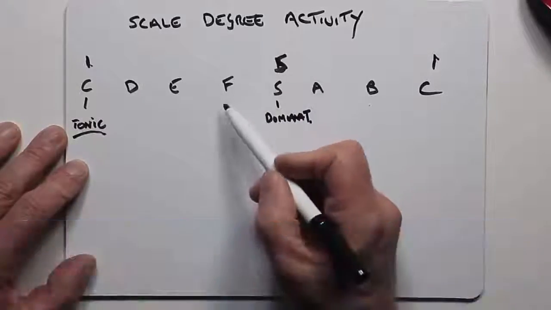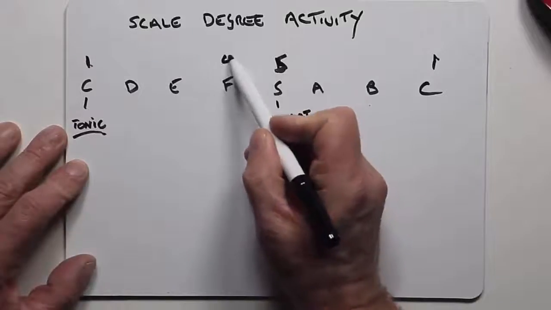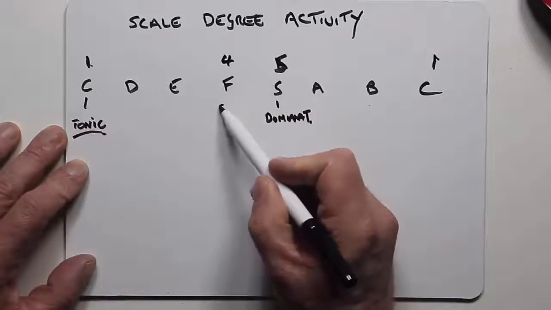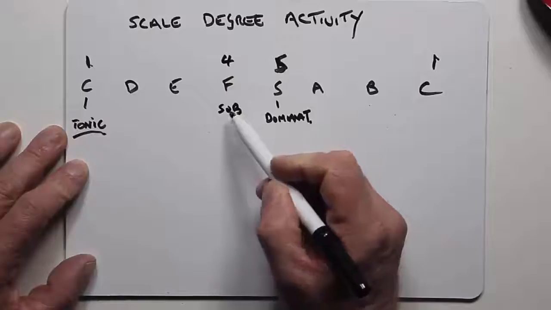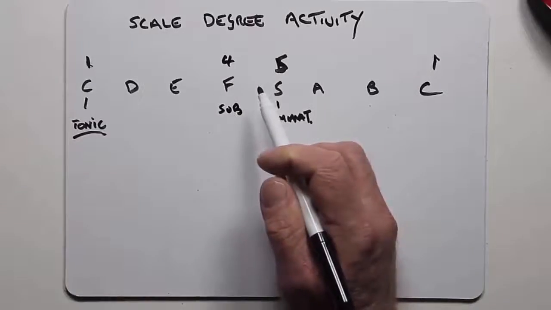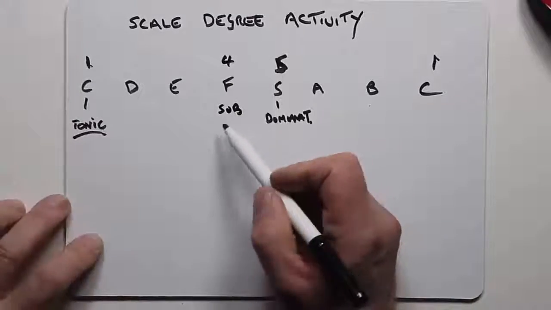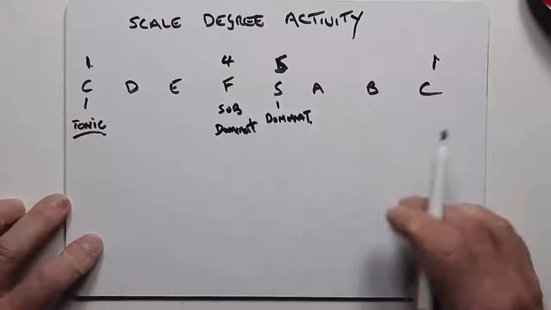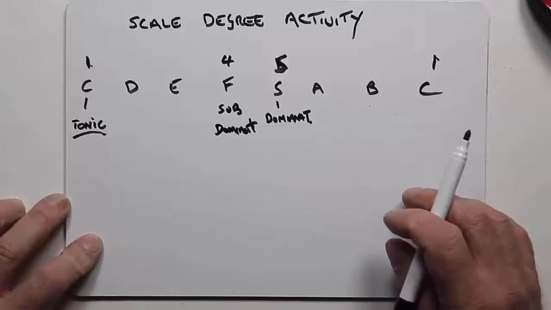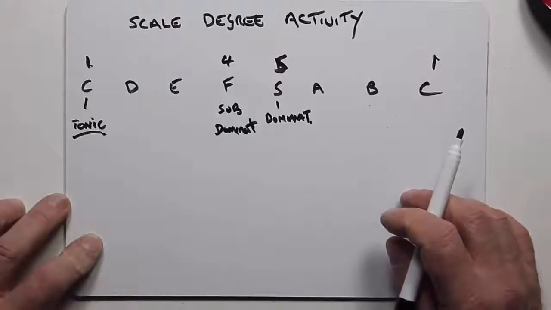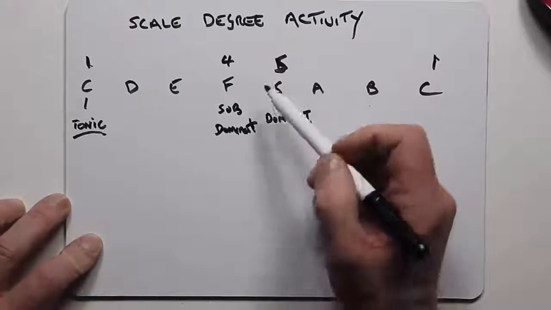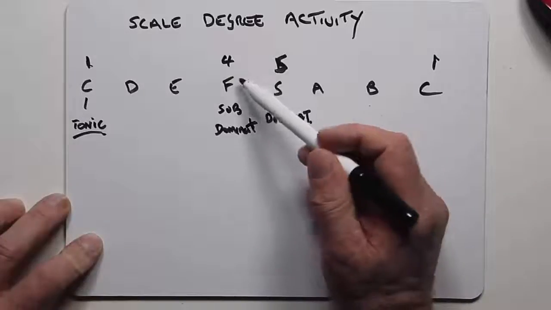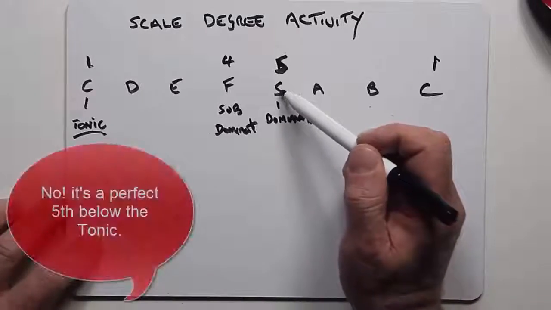And the next one after the dominant is the note built on 4, which is called the subdominant. The subdominant is called the subdominant because it's a fifth below the dominant.